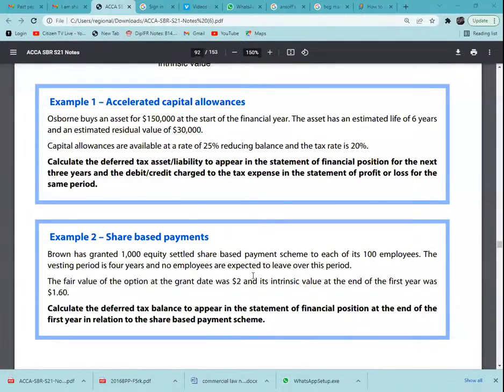Give me a minute first, give me the carrying value in this particular case. The carrying value of the share-based payment.